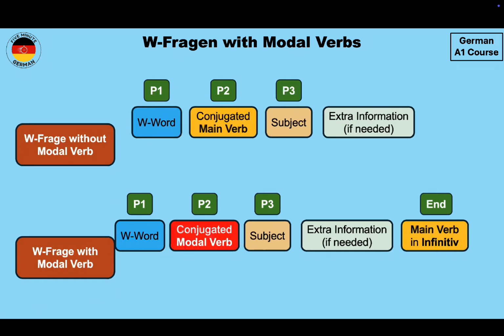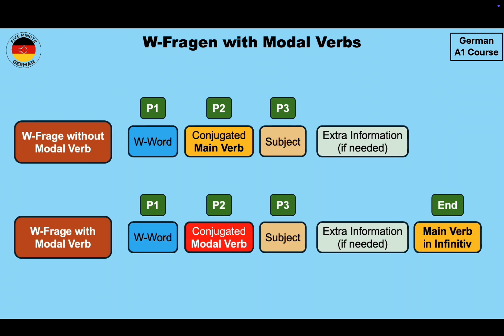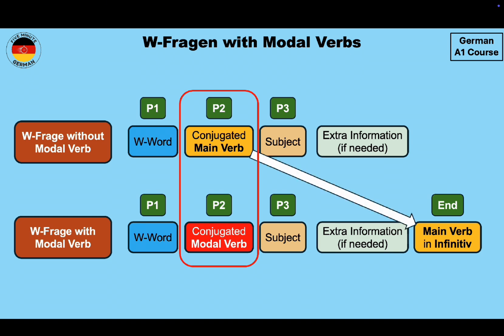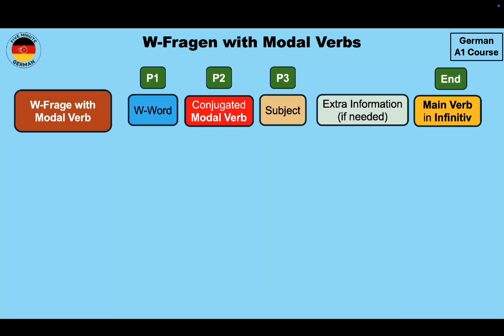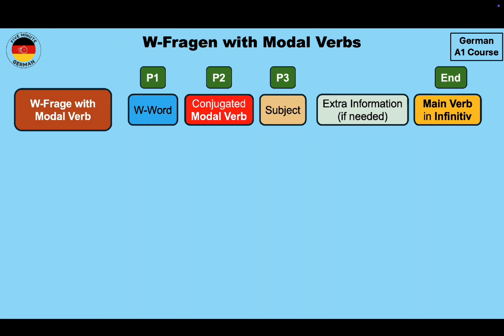Let's do a comparison of the sentence structure of the W-frage without modal verb and the W-frage with modal verb. So we see that the change happens at position 2, where the conjugated main verb goes to the end of the sentence in infinitive form and is replaced by the conjugated modal verb. Now let's take some more examples of W-fragen with modal verbs so that we can understand them better.